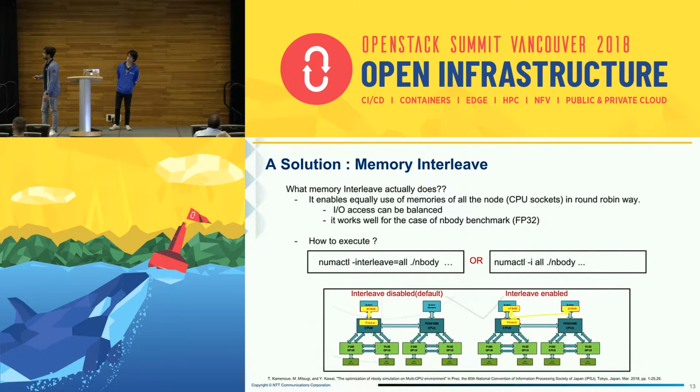What memory interleave does is allow memory to be used equally from the available CPU sockets. This is the command to execute memory interleave. In the bottom left figure, it is the case when memory interleave is disabled, and the right is when memory interleave is enabled. When it is enabled, it uses memory equally from the two available CPU sockets. We will see it case by case in the coming slides.